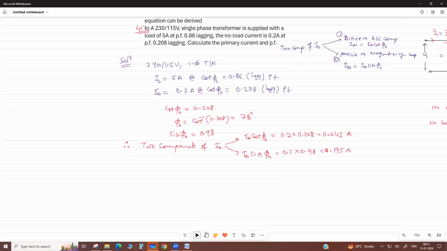Then similarly, cos phi 2 is 0.86. Then phi 2 is cos inverse of this. Calculator you require, please. 0.86. It comes 30.68 degree. Then sin phi 2 you get 0.51. Okay, value.